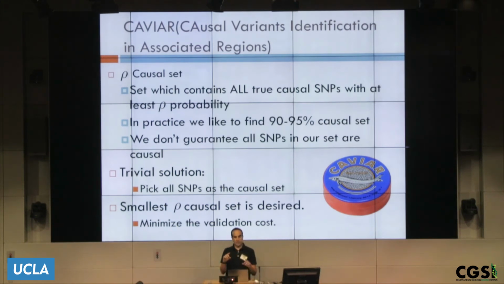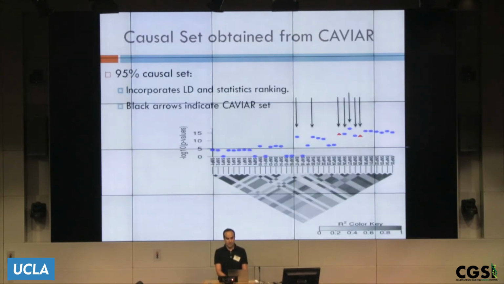We don't want to leave anything out of the set that could be causal. So a really trivial solution is to pick all the SNPs as the causal set, because that'll satisfy this criterion. But that's obviously not what we want. What we want is to pick the smallest set of SNPs that satisfies this condition. Okay, so let me go back to that previous example. I'm going to show how the method works, but when we apply the method, this is what we get.